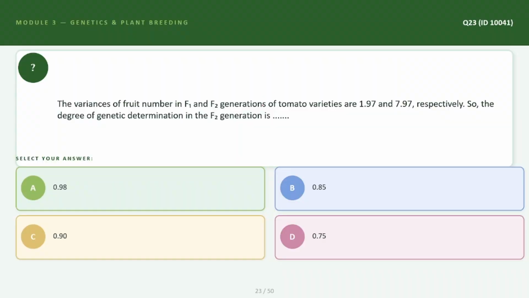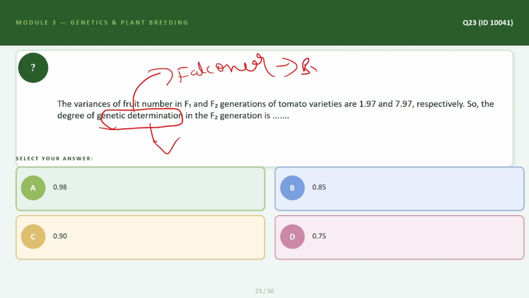Then see here, they were asking about genetic determination. Those who are reading the Falconer book can easily catch this word and answer. It means the broad sense heritability itself. F2 minus F1 divided by F2 is going to give the broad sense heritability. The answer is with you.